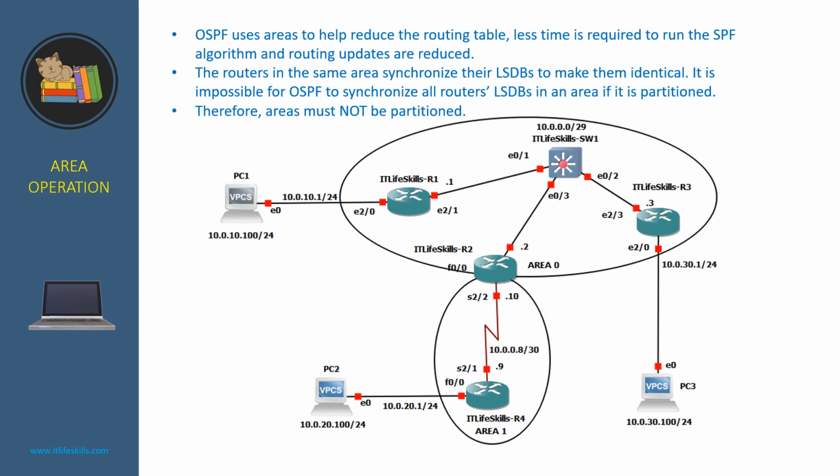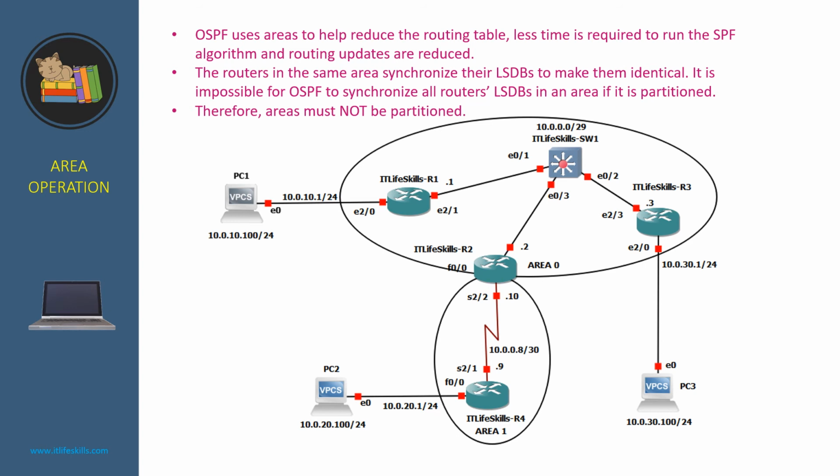Let's talk about area operation. As you may know, OSPF uses areas to help reduce the routing table. Less time is required to run the SPF algorithm and routing updates are reduced. The routers in the same area synchronize their link state database to make them identical. It is impossible for OSPF to synchronize all the routers' link state databases in an area if it is partitioned. Therefore, areas must not be partitioned.